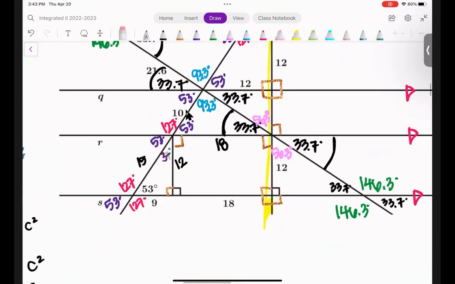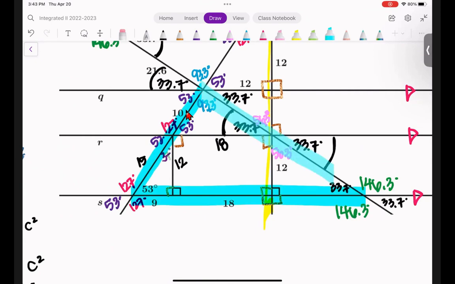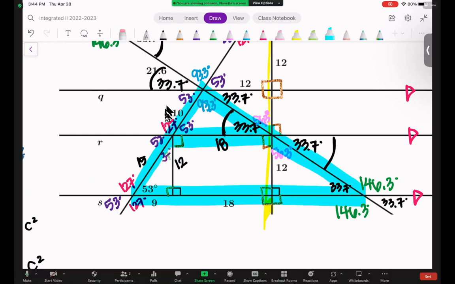Okay, so if you see this blue triangle, and we have a line that's parallel to it. And we know they're parallel because that's what they gave us. So that means we get those proportions, right? So we get this 10 over 15 equals to, oh man, we don't have anything here.